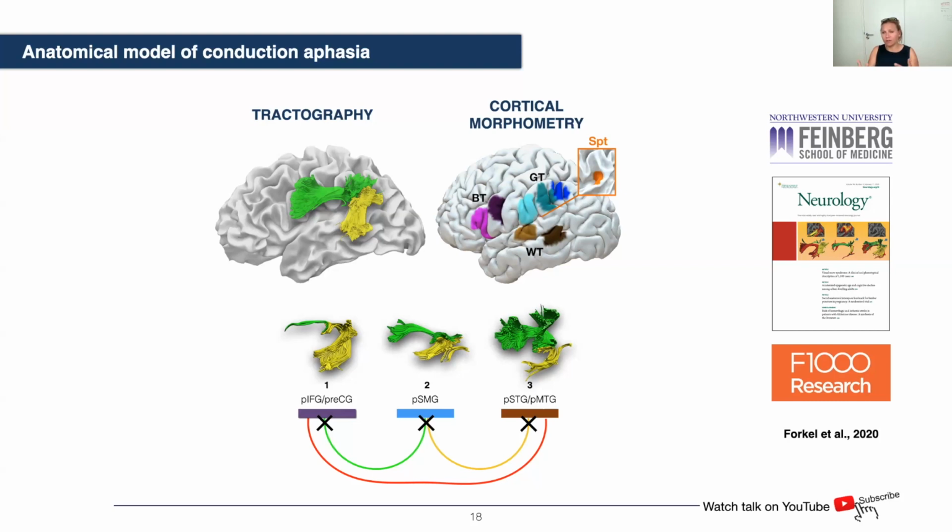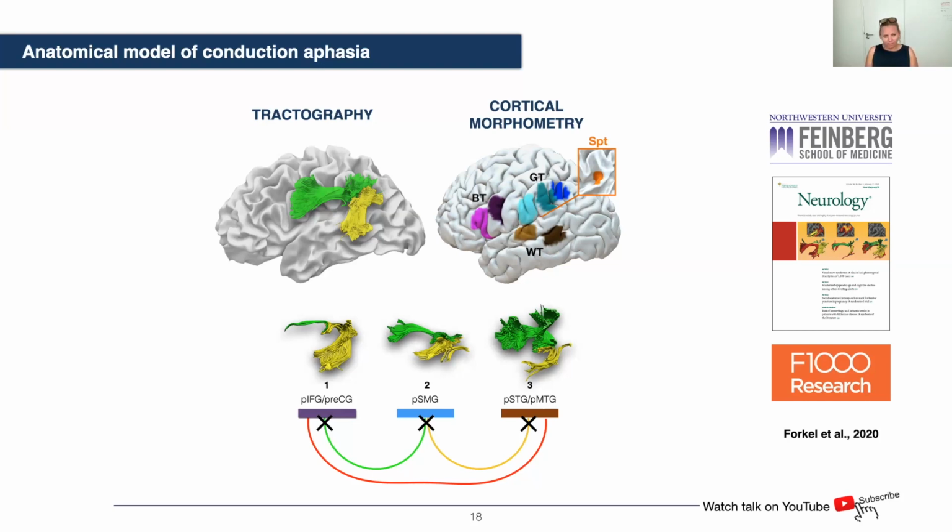Now, the flavor of that deficit will be different, and that's where we see inter-individual variability between the patients and the way they present. But this model now nicely explains that discrepancy in the literature that we have seen for the last 150 years.